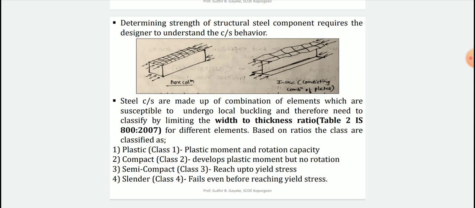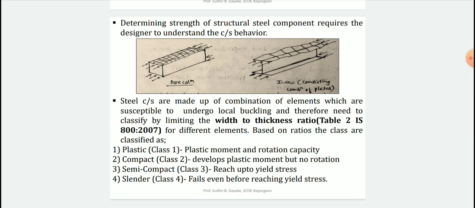The cross sectional behavior for steel structures is according to plate elements, and in case of a concrete section it is the entire cross section or solid section. Steel cross sections are made up of a combination of elements which are susceptible to local buckling, and therefore they need to be classified by limiting width to thickness ratios, and these limiting ratios are given in Table 2 of IS 800 2007 for different elements. Based on these ratios, as we discussed in the first graph, sections are classified as plastic or class 1, compact or class 2, semi compact or class 3, and slender or class 4.